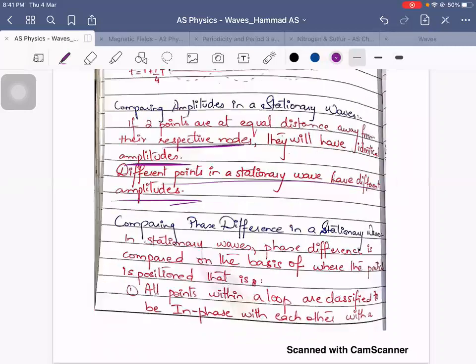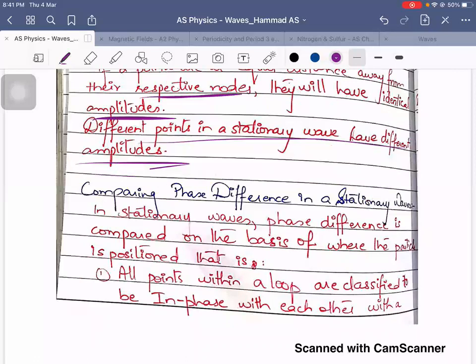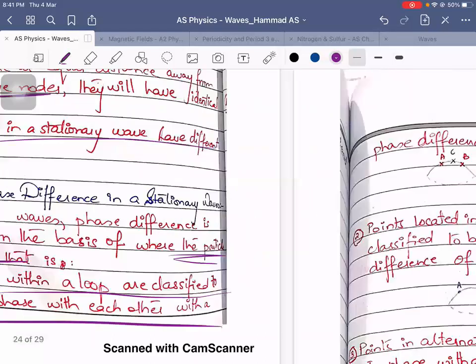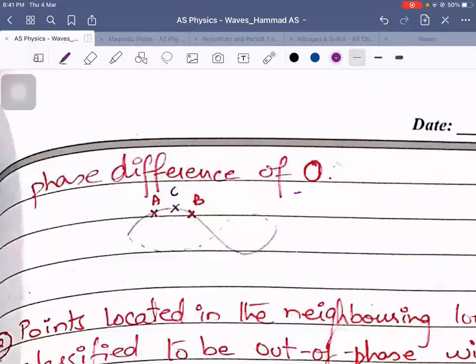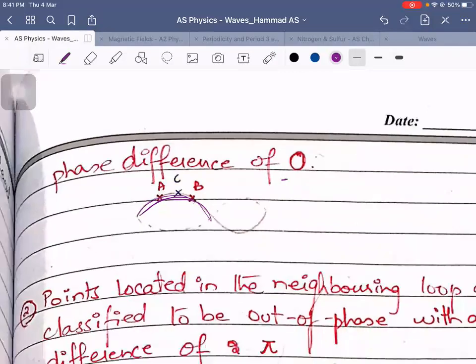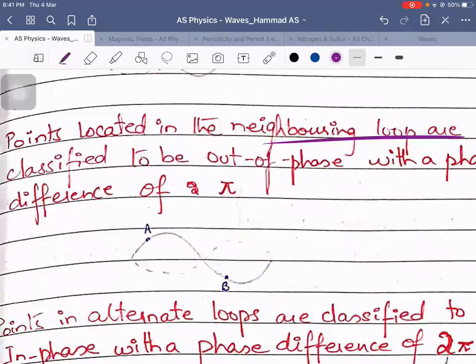Next point, comparing phase differences in a stationary wave. In a stationary wave, phase difference is compared on the basis of where the particle is positioned. All points within a loop are classified in phase with one another. Let's say this entire thing is your one loop. All of the points lying in here are in phase with one another, having a phase difference of 0. Points located in the neighboring loops are classified to be out of phase. So point A and point B has a phase difference of pi.